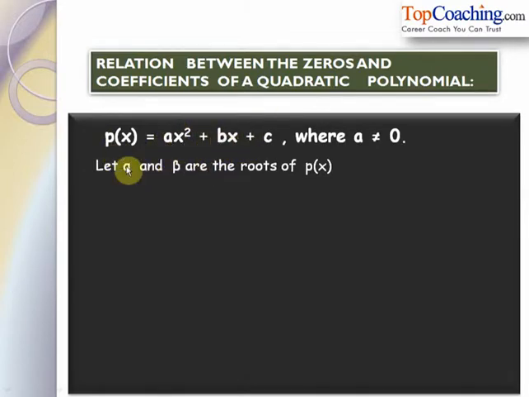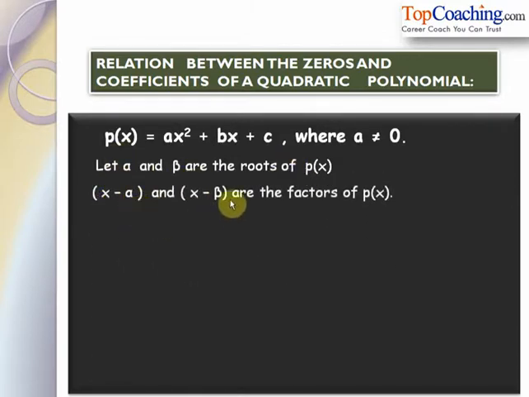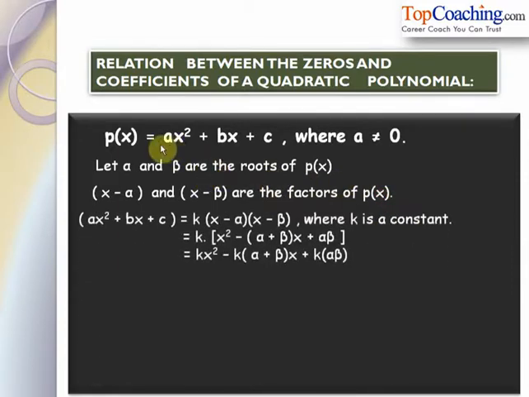Let us say that alpha and beta are the roots of p of x. Now x minus alpha and x minus beta are the factors of p of x. So if alpha and beta are the roots of p of x, then x minus alpha and x minus beta are the factors of p of x. So we can simply write this expression as ax square plus bx plus c equal to k times x minus alpha into x minus beta, where k is a constant.